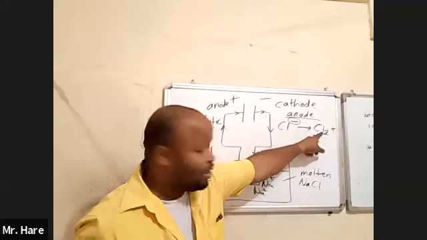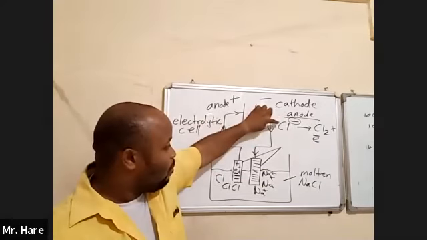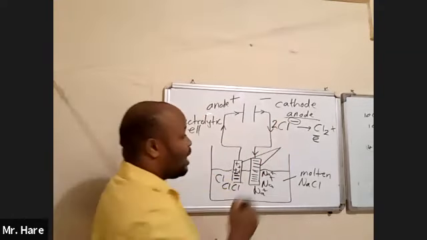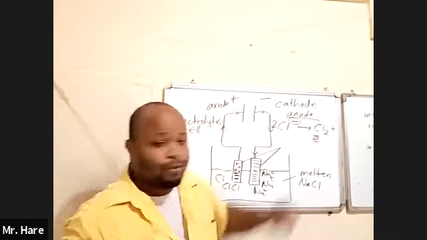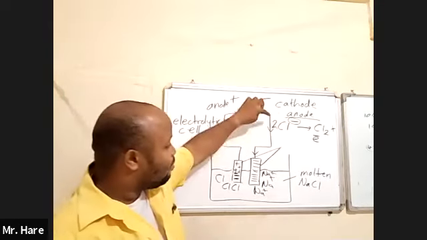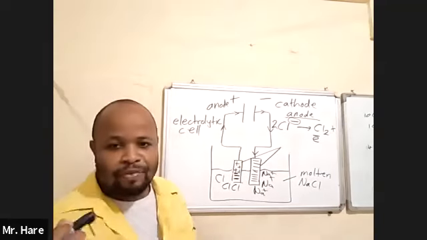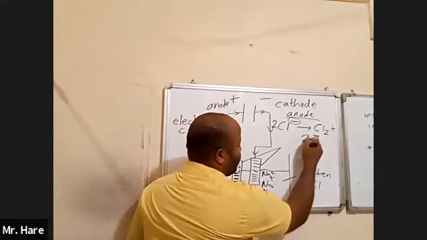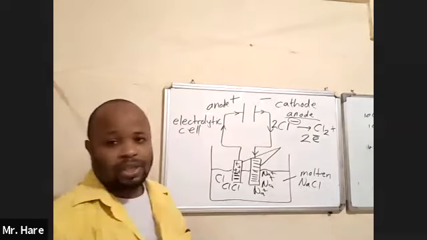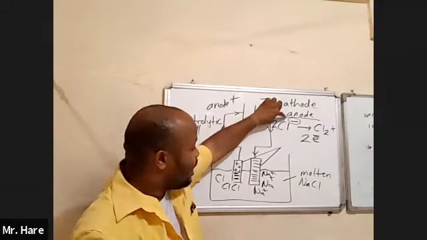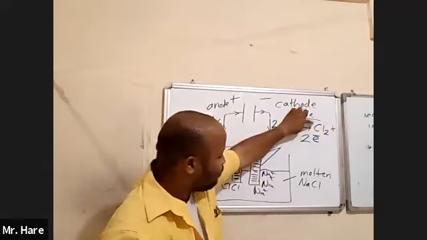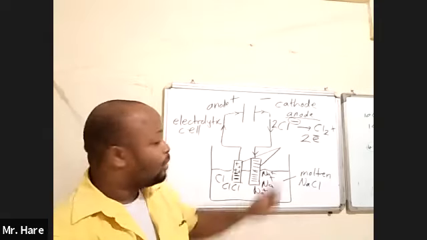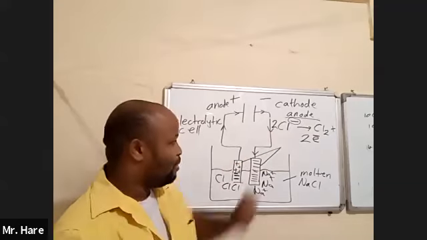Now, if you have Cl2 here, it means that you cannot have one chloride ion. You will have to have two chloride ions to get a molecule of chlorine. And if you have two chloride ions, each of them would give up an electron, and so you must also have two electrons. So it takes two chloride ions to form a molecule of chlorine by giving up a total of two electrons. So this is what will happen at the anode.